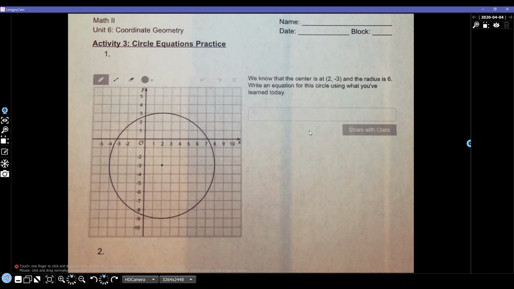This is Lesson 6.3, and we are on the part of class today where you are practicing applying the circle equation that we created in Activity 2. So let's look at the first question.